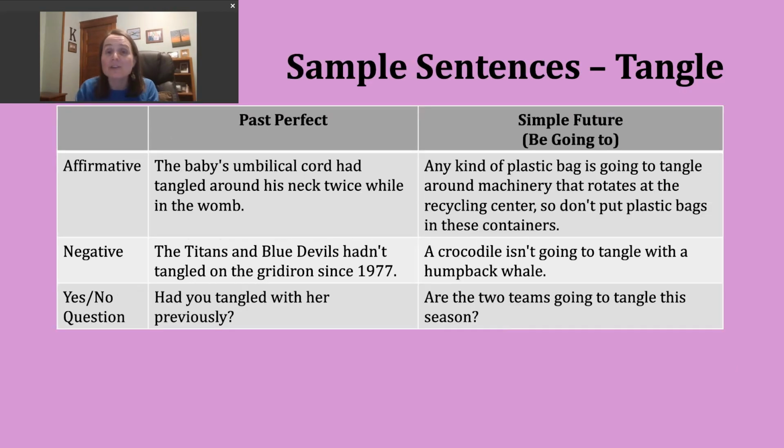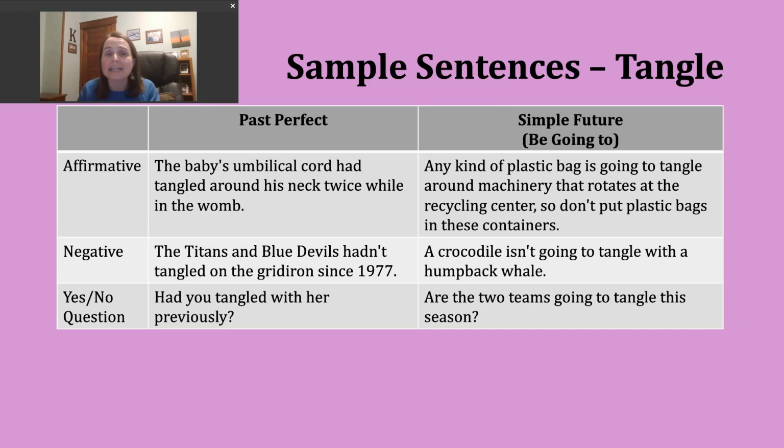Now let's continue using our verb of the day in a couple different verb tenses. Today we'll practice the past perfect and the simple future with a focus on be going to. Let's start with the past perfect. We use this verb tense to talk about a completed action. But what makes it different than just the simple past tense is we're noting this action occurred before another action or before a certain point in the past.